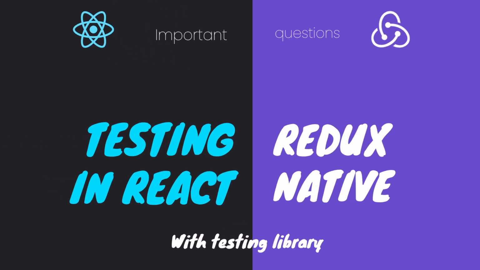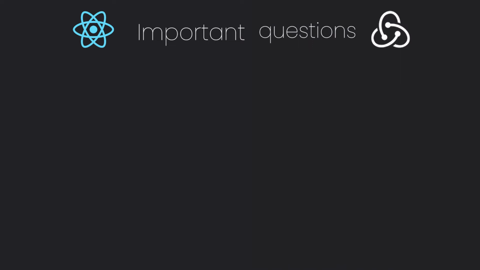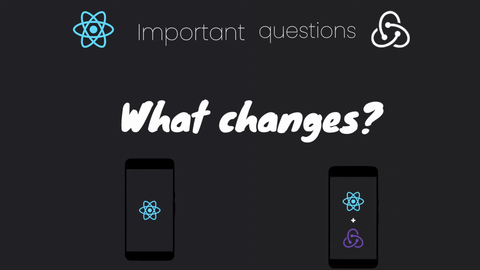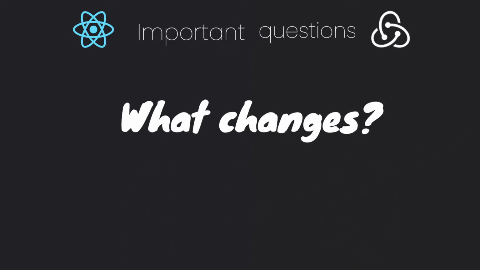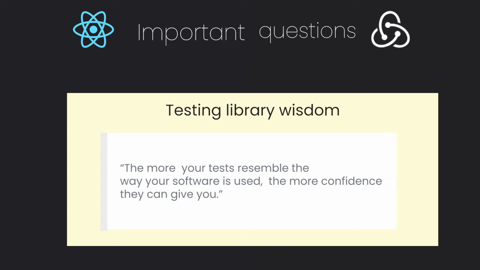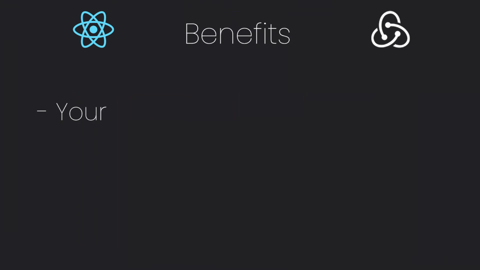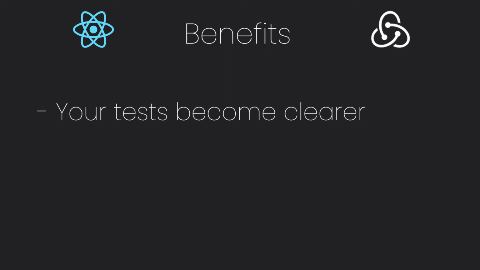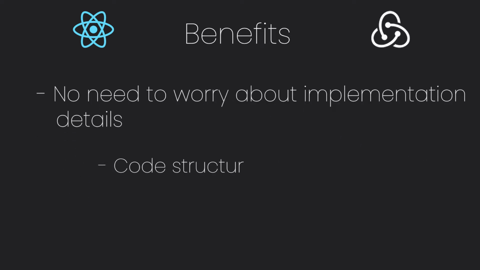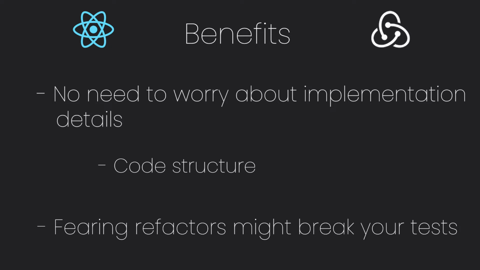The first important thing for us to know is what's going to change between testing a regular React Native application and a Redux one. The answer to that is almost nothing. One of testing library's first and main philosophies is that you should test your application like a user interacting with it. By doing so, your tests not only become much clearer, but you don't have to worry about implementation details, such as how your code is structured, which part of your code contains which functionality, knowing that refactoring your code will break most of your tests, and so on.